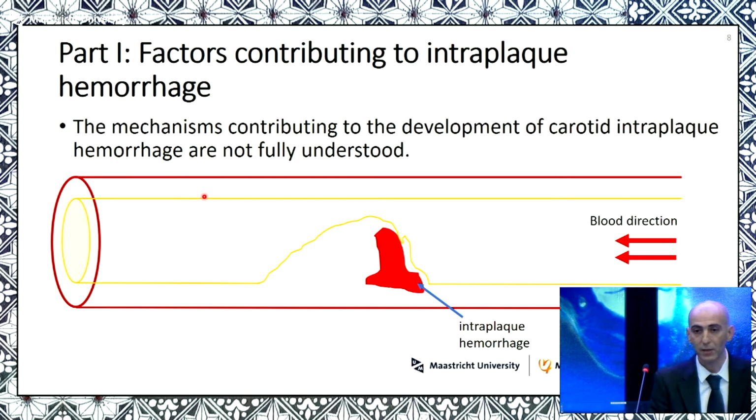So first, intraplaque hemorrhage. Until now, we don't know exactly how the intraplaque hemorrhage occurs, so there are many hypotheses. One of them is that it comes from the new vessels, because of the rupture of these new vessels, for example. Another hypothesis says that blood coming from the lumen enters inside the plaque because of the thin or ruptured fibrous cap or the ulceration.